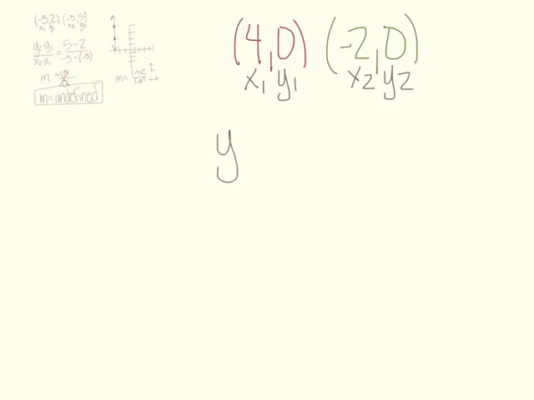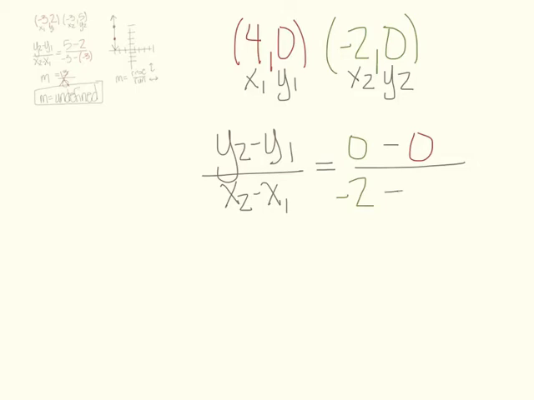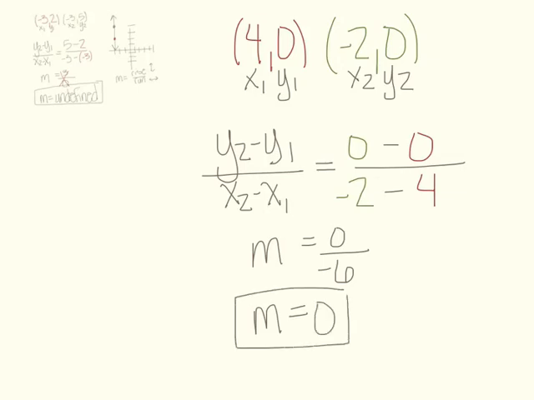Plug them into our formula. y2 minus y1 over x2 minus x1. 0 minus 0 is 0. Negative 2 minus 4 is a negative 6. So our slope in this case is 0 over negative 6. Well, when your numerator is 0, you have 0 parts, so it doesn't matter how many parts it takes to make a whole. Your slope is just going to be 0.